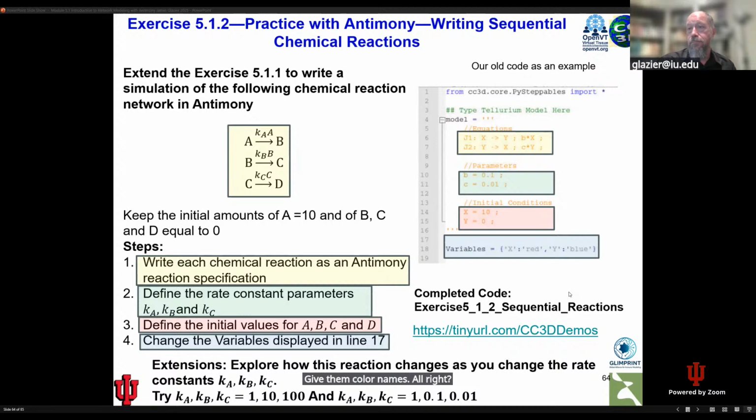And remember that you'll have to change the rates. Here I called it Ka, Kb, Kc. If you want to call it something else, you'll have to change the parameters here.